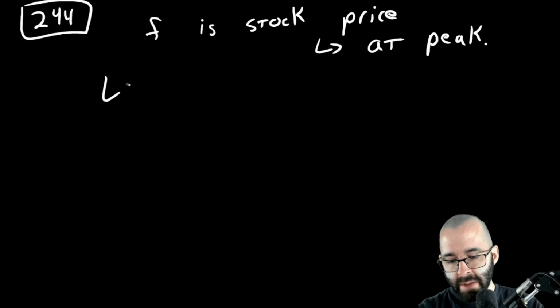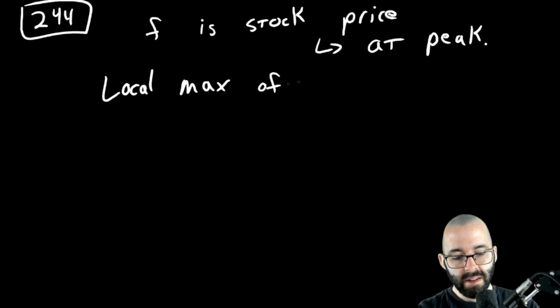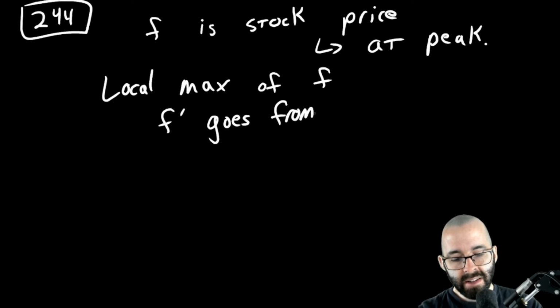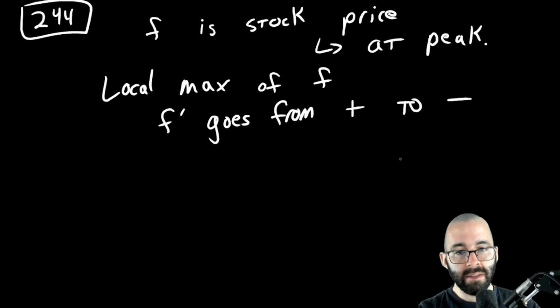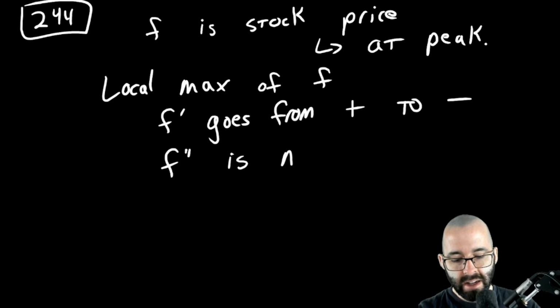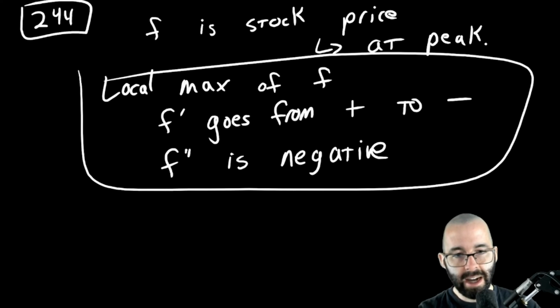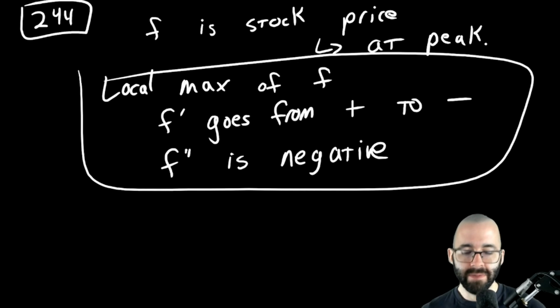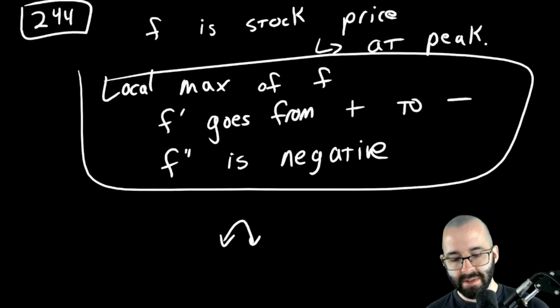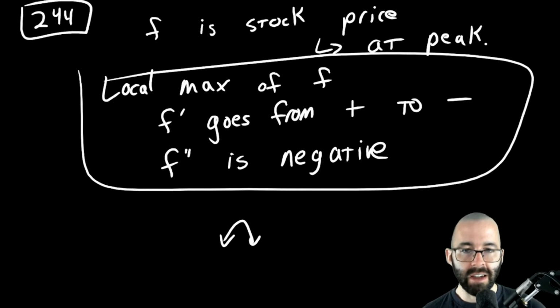So that means local max of F here, which means that F prime goes from positive to negative. The function goes from increasing to decreasing. And F double prime is negative. We're concave down, assuming that this is a nice enough function. All right, local max, positive, negative, concave down.